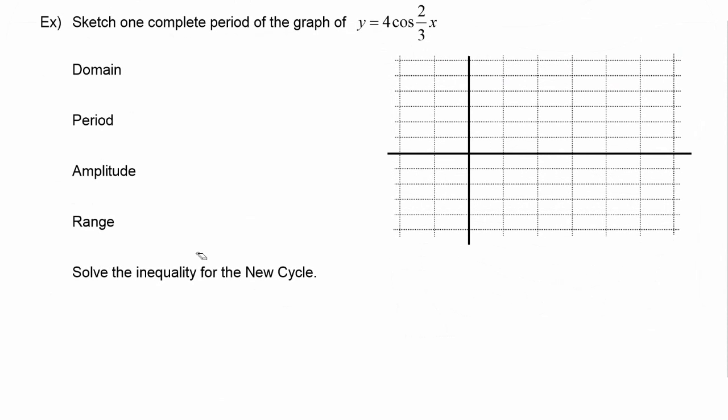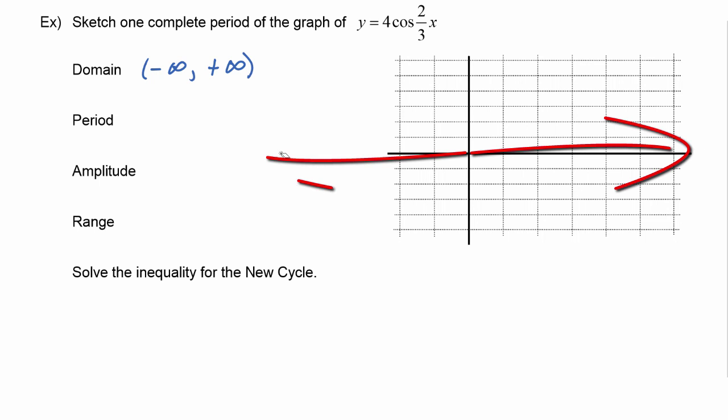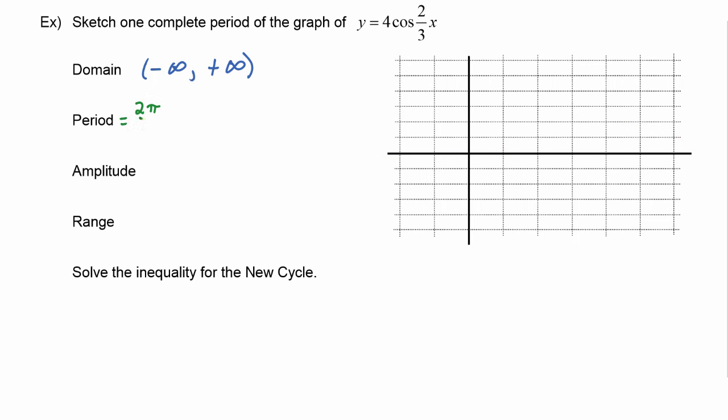So let's get started with this example where we have to sketch one complete period of the graph of y equals 4 cosine of 2/3 x. Now the domain of every sine and cosine function is negative infinity to positive infinity, which means we can plug in all the values of x going in the positive direction and all the values of x going in the negative direction. To find the period, we know that we're going to do 2 pi over b.